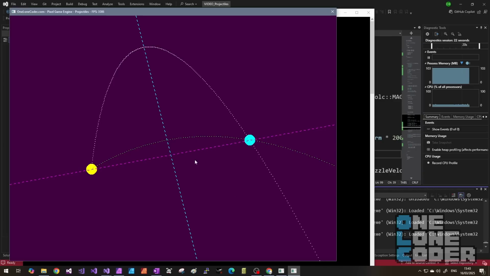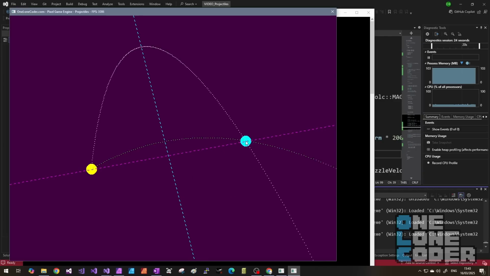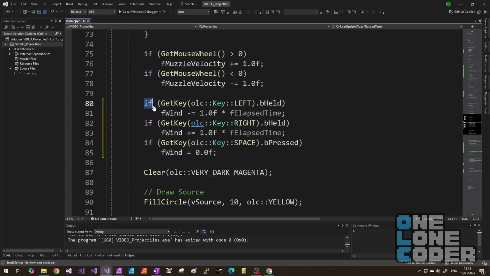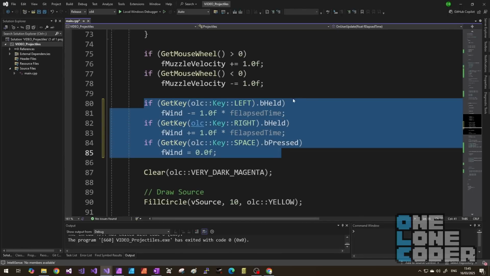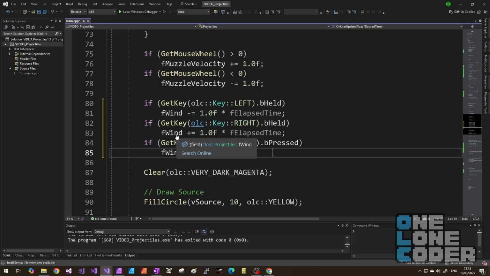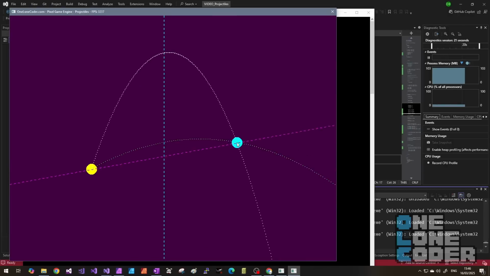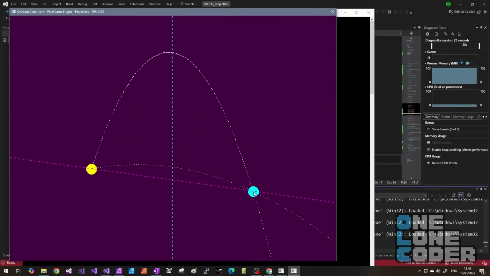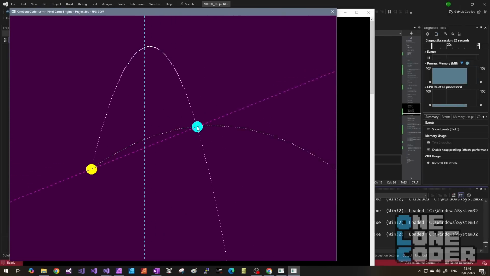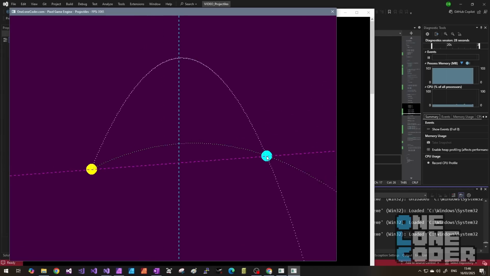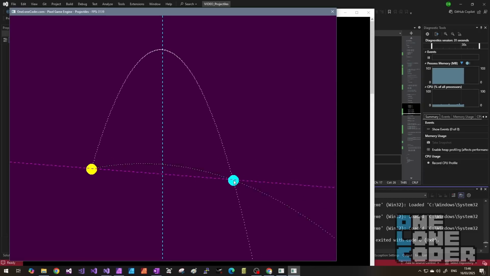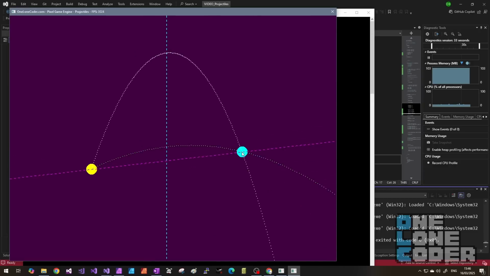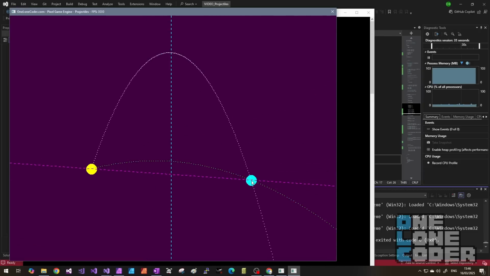Let's add in some controls so we can control the wind component of this force field. I've added in three key sensitivities to the left, right, and spacebar keys to increase or decrease the wind value or just reset it to zero. Here we see the application with no wind at all, so this is exactly what we had before, and the dotted blue line shows us the direction of the force field. We can assume it's always going down in this case. I can move the target around, and we can see the trajectories are calculated just fine.